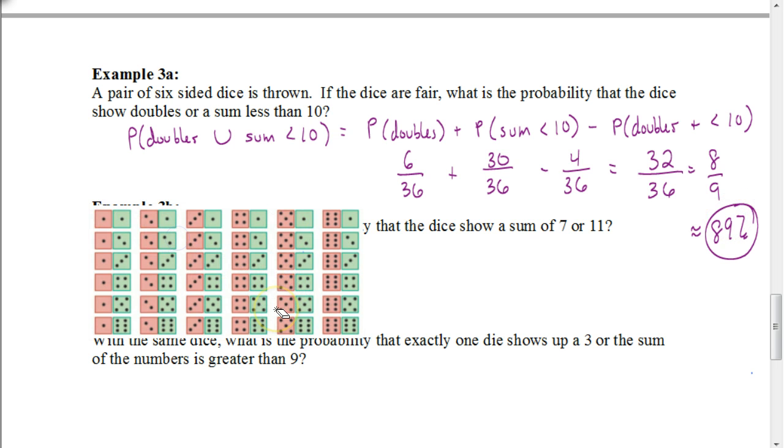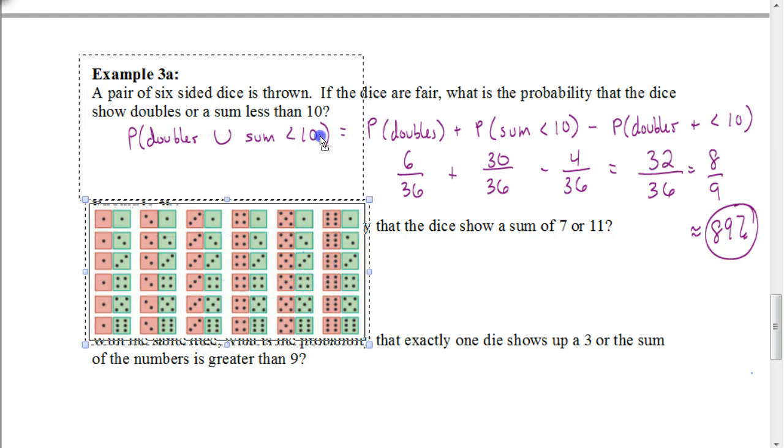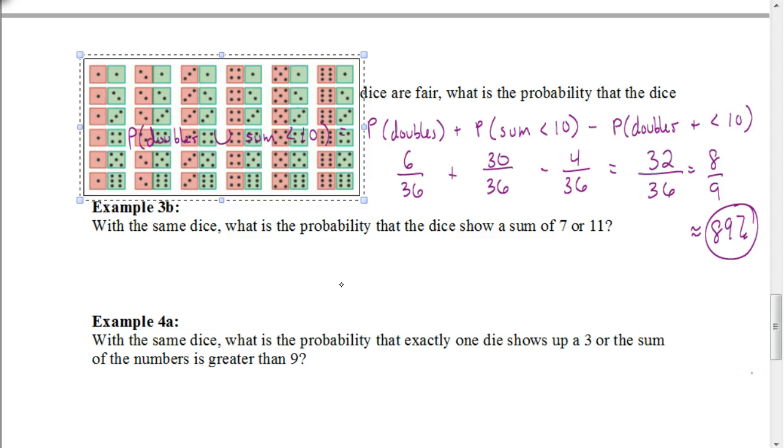So let's look at another one together. With the same dice, what is the probability that the dice shown is a sum of 7 or 11? Now we have to ask ourselves, is this a situation that's mutually exclusive or not? Is it possible to have a sum that's 7 and that's also 11? No. So this is one where we're just going to add the two probabilities together.